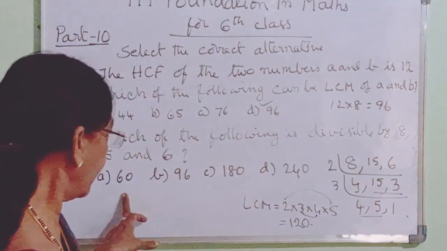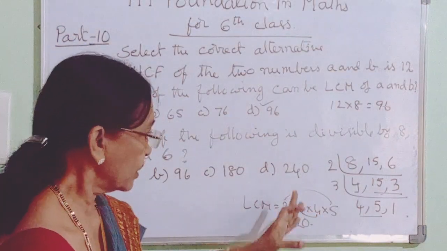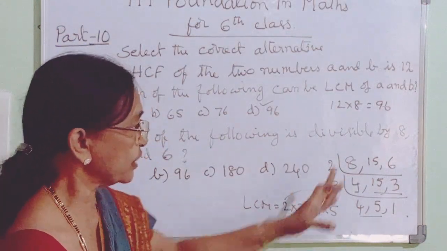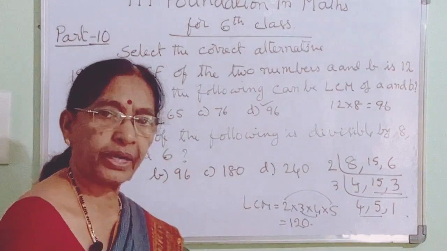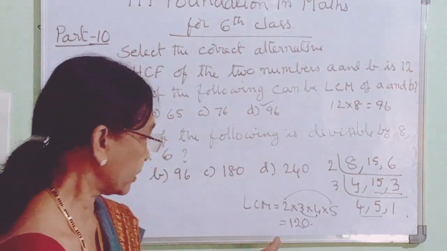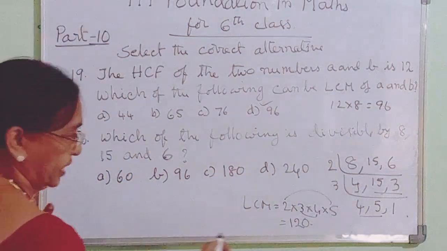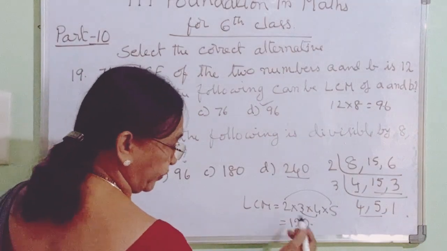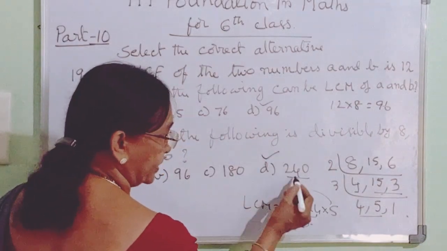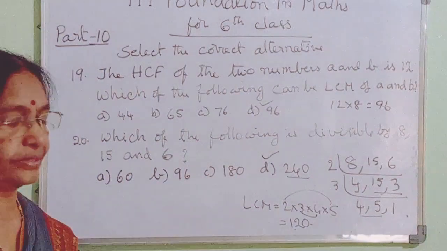So here 120 is not there, but its multiple 240 is there. 120 is divisible by 8, 15 and 6, and all its multiples are also divisible by the same numbers 8, 15 and 6. Therefore 240 is a multiple of 120. 120 times 2 is 240. Therefore this is divisible by 8, 15 and 6.